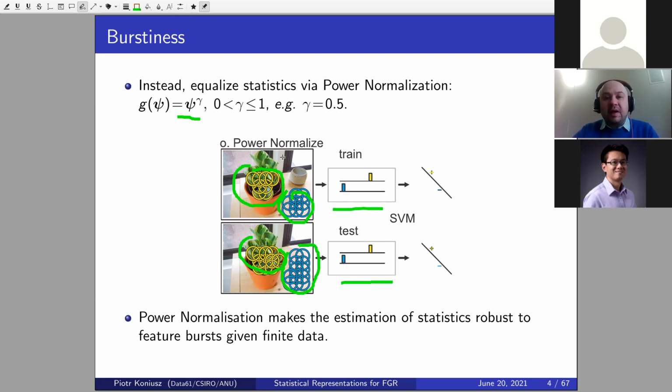And this is good in fine-grained recognition because we often try to detect very rare visual features. For instance, we try to detect a beak of an animal, and we somehow want to dampen the impact of background features. So power normalization makes the estimation of statistics robust to the bursts of features, given finite data. Of course, if we had an infinite number of examples, with all the possible configurations of the bursts, then we could learn it from the data, but this is rare.